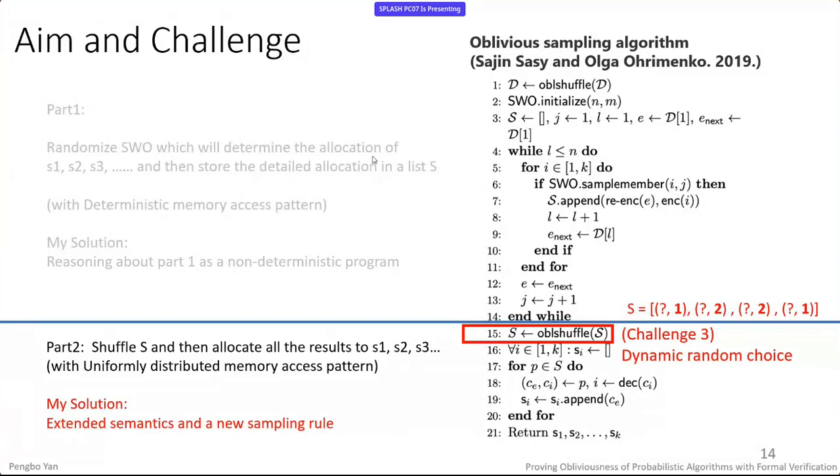I think I was asking more generally, are you trying to prove that this is a random permutation of the values? No, I'm not going to prove the correctness of this program. I'm going to prove the security feature of this program, which means the memory access pattern does not leak the information of the SWO. Because we are talking about obliviousness, the definition of obliviousness... not sure, I'll ask you offline.